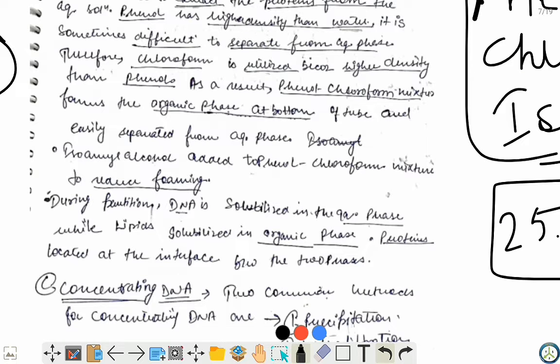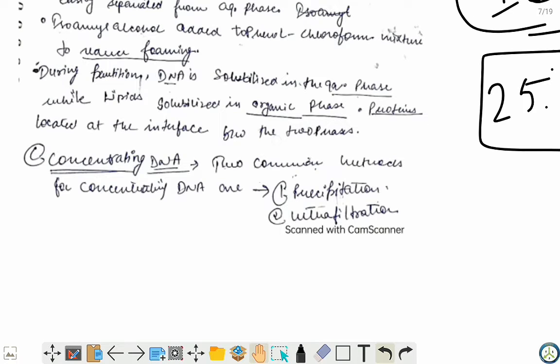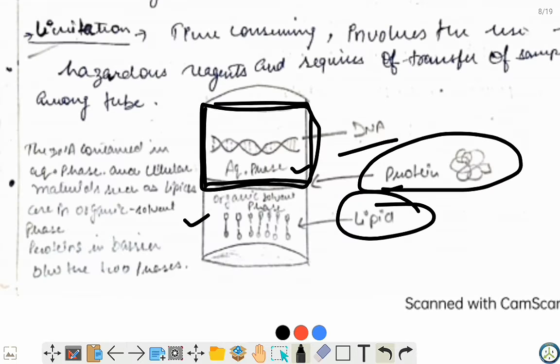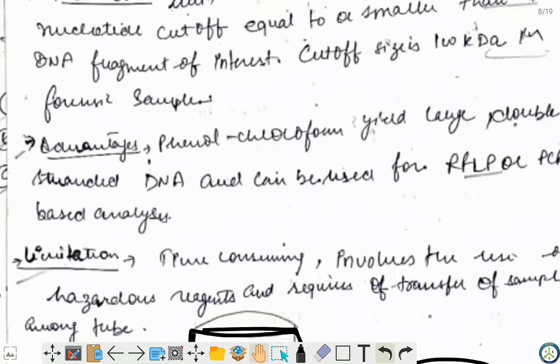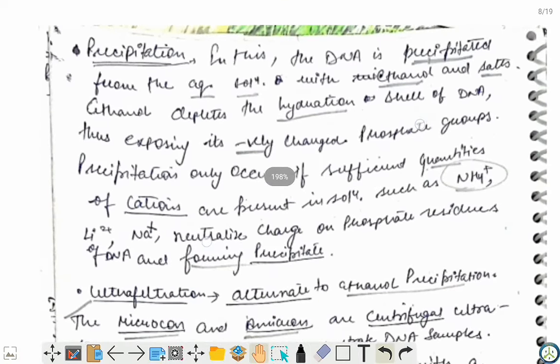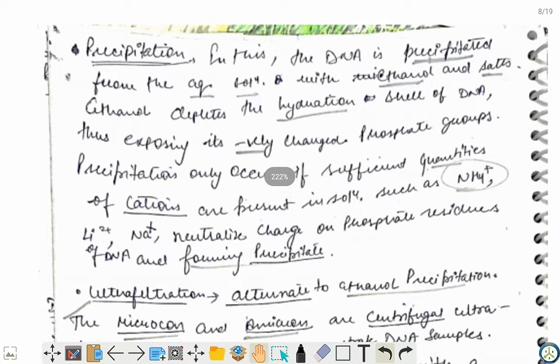After that we have to concentrate the DNA. For concentrating DNA, we have two types of methods. One is precipitation, second is ultrafiltration. For precipitation, the DNA is precipitated from the aqueous solution with ethanol and salt. Ethanol depletes the hydration shell of the DNA, thus exposing the negatively charged phosphate groups. Precipitation may occur if a sufficient quantity of cations such as ammonium, lithium, or sodium neutralizes the charge on the phosphate residues of the DNA, forming the precipitate.